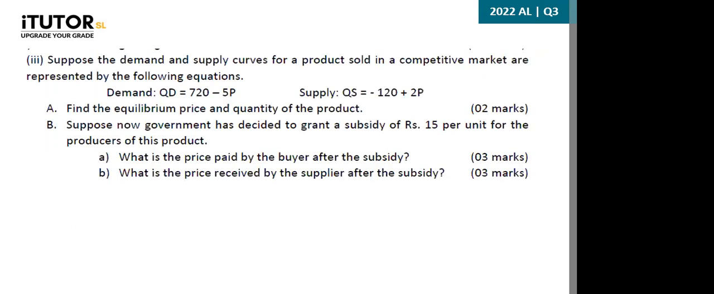Then the last question. It's a subsidy and a very easy one. I'm hoping some of you would have done it, so you can give me an answer. Suppose the demand and supply for a good is there, QD is there, QS is there. Find the equilibrium price and quantity. Can someone give me the equilibrium price and quantity?